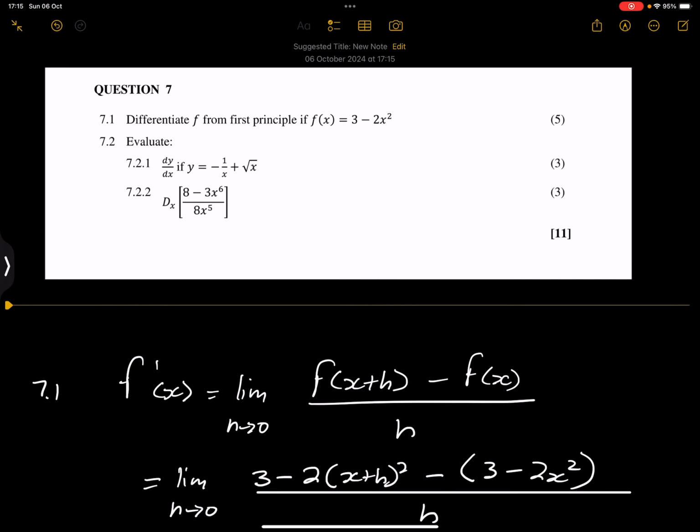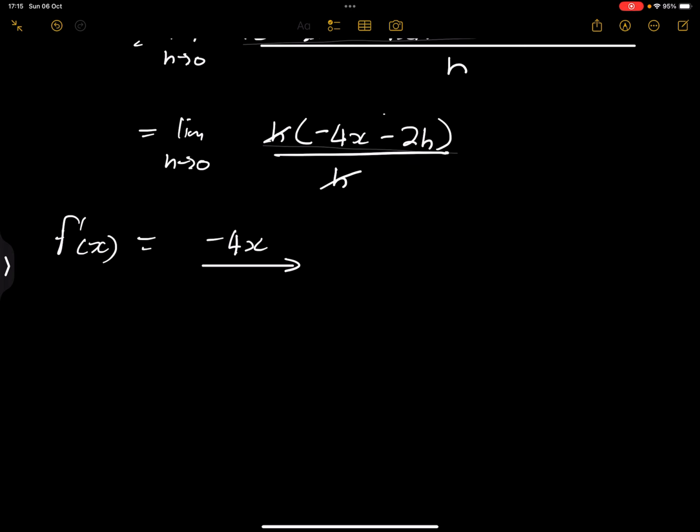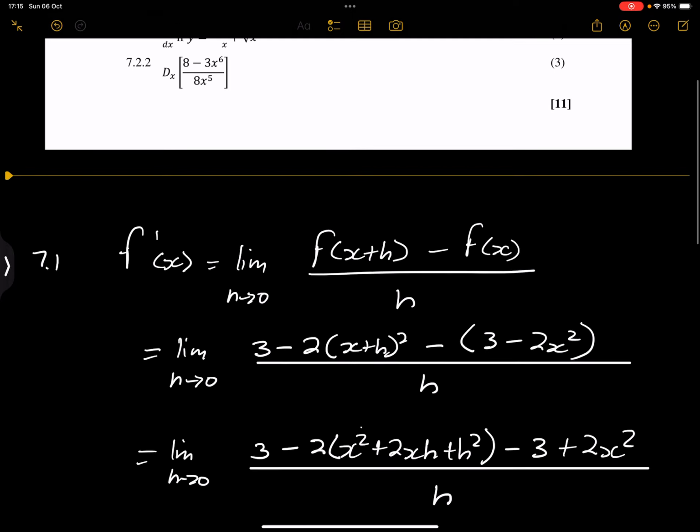So they say we need to evaluate the gradient, which means dy/dx, okay, if y is equal to minus 1 over x plus root of x. Right, so we've got y is equal to 1 over x plus the square root of x. Now that's 7.2.1.